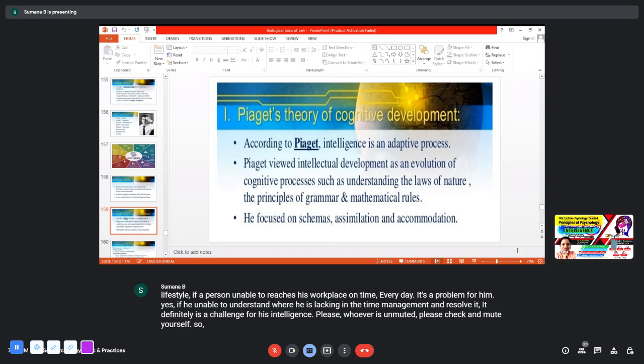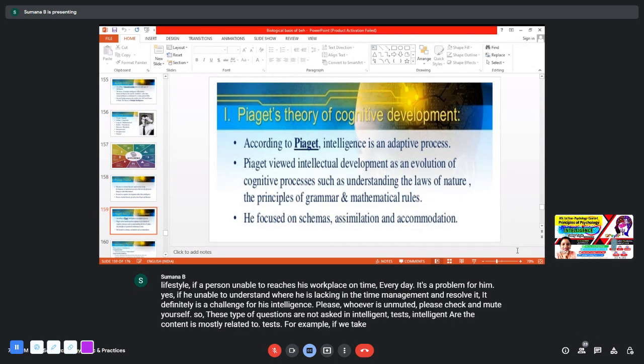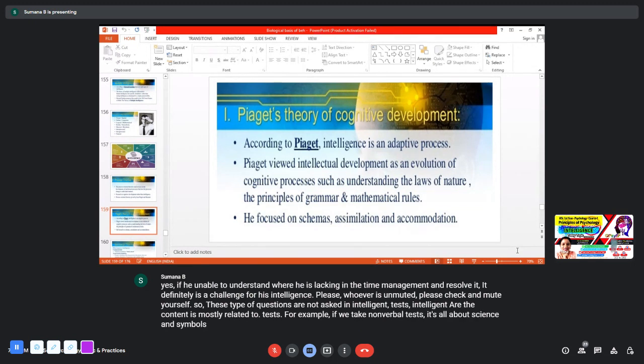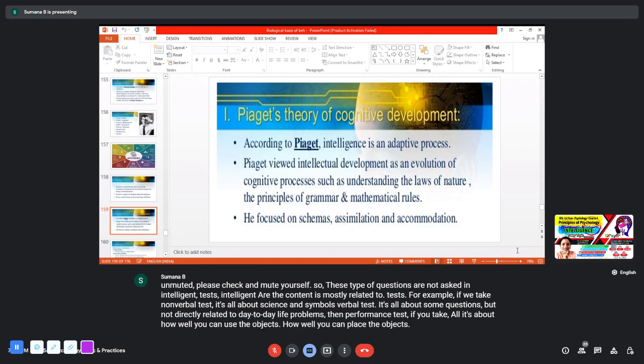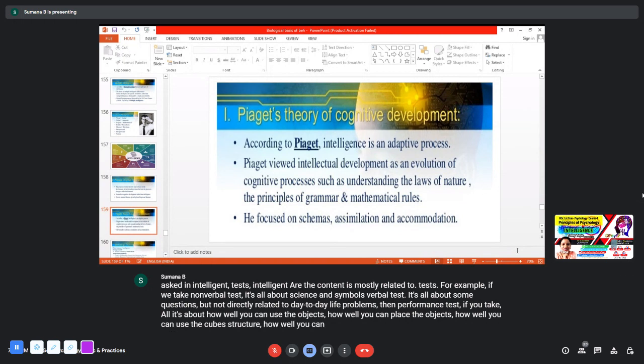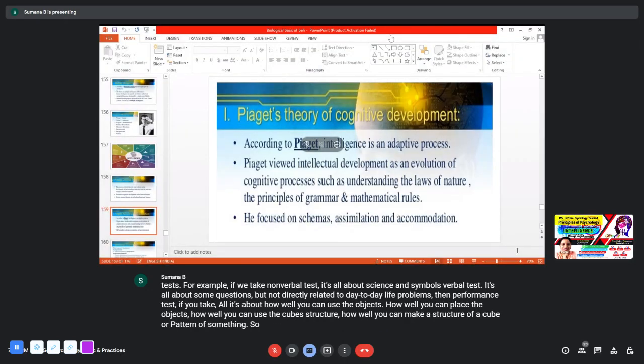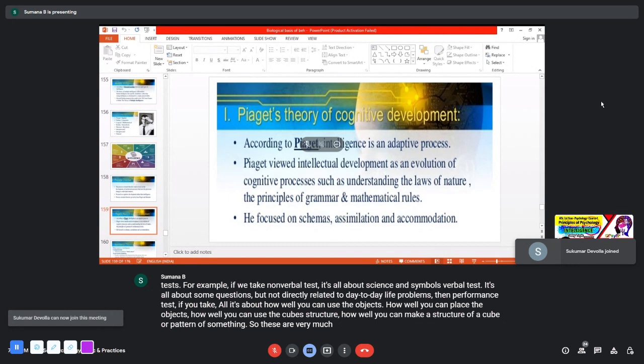These types of questions are not asked in intelligence tests. The content is mostly related to, for example, in a non-verbal test, signs and symbols. In a verbal test, it's all about some questions, but not directly related to day-to-day life problems. In a performance test, it's about how well you can use and place the objects, how well you can use the cubes to make a structure or a pattern. These are very much away from our day to day problems.